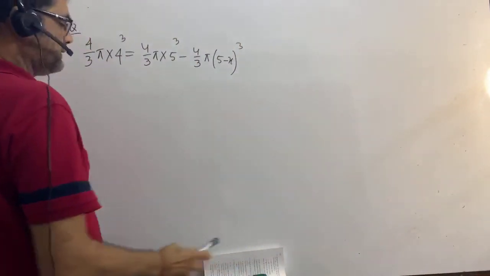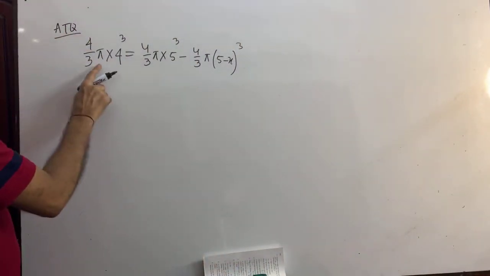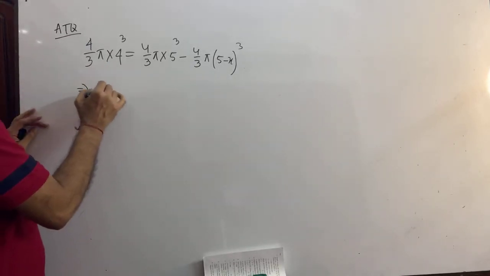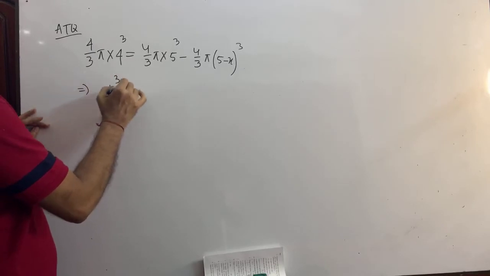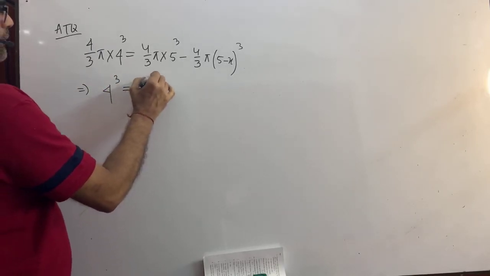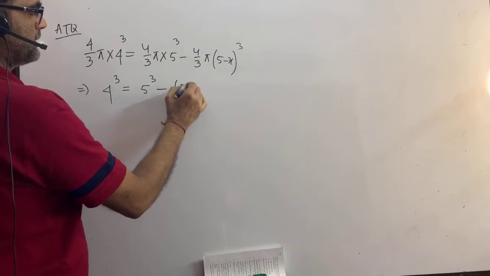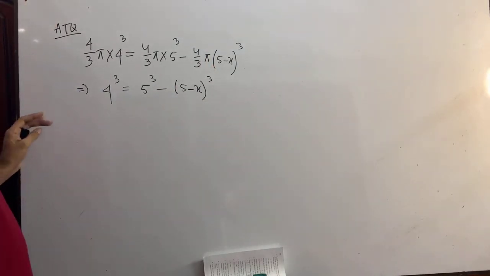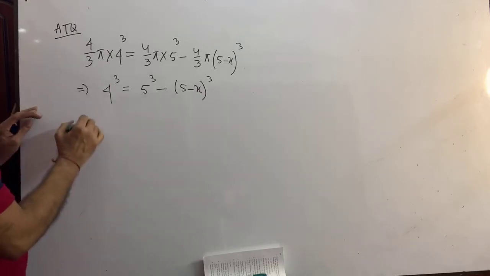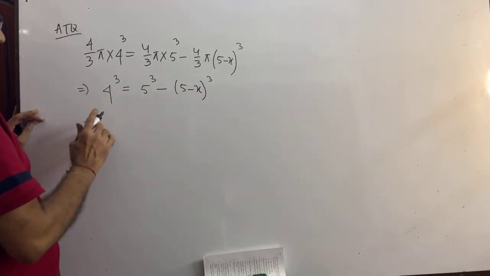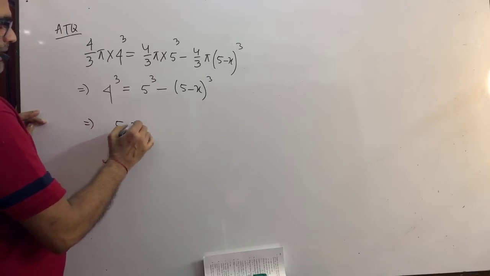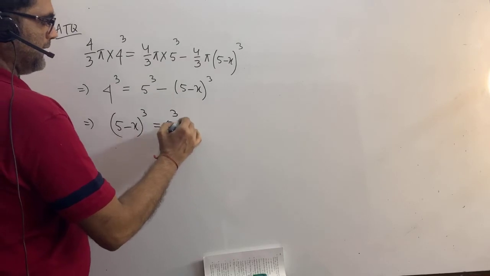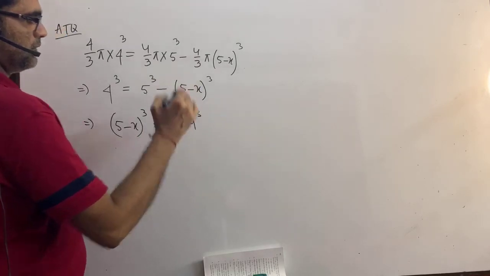Let's calculate. You see, this is 4 by 3 pi, this is 4 by 3 pi, this is 4 by 3 pi. So we can do one thing here. 4 cube is equal to 5 cube minus (5 minus x) whole cube, right? Next, this can be taken to the left hand side. (5 minus x) whole cube is equal to 5 cube minus 4 cube.